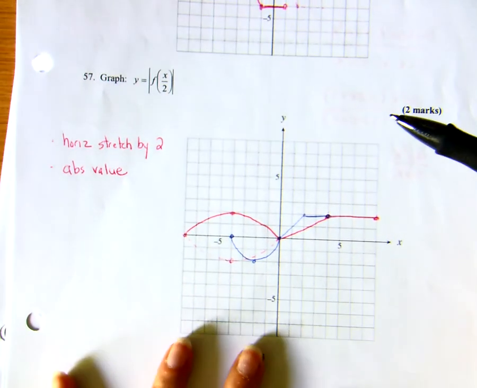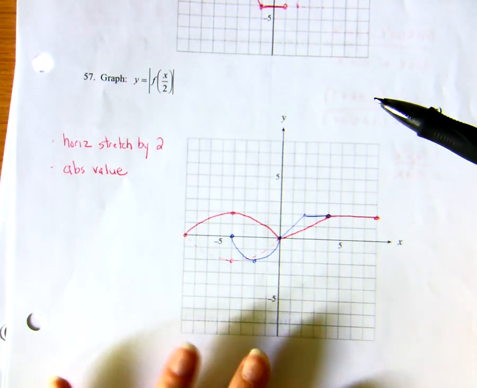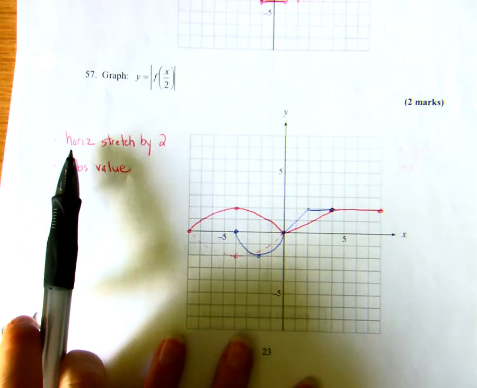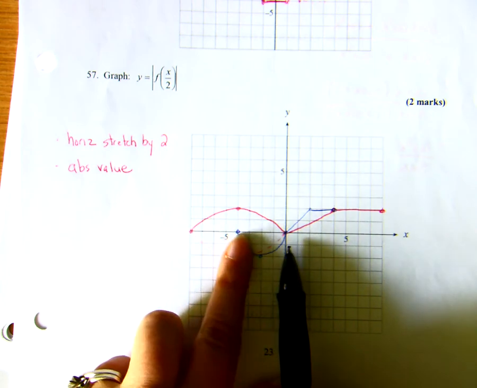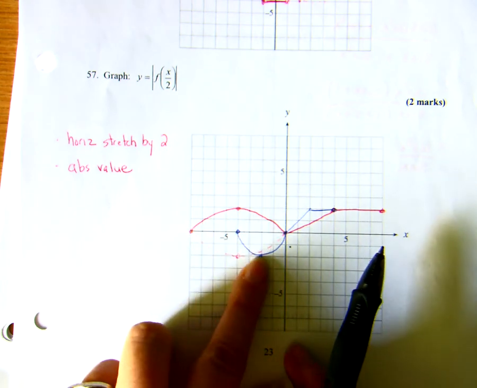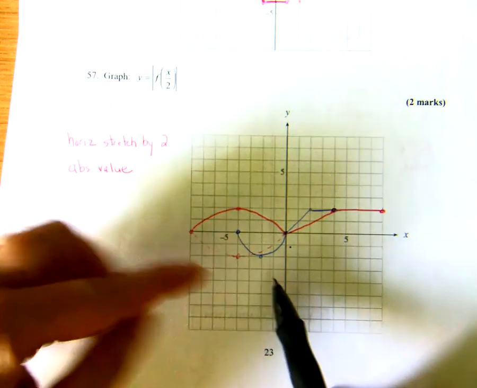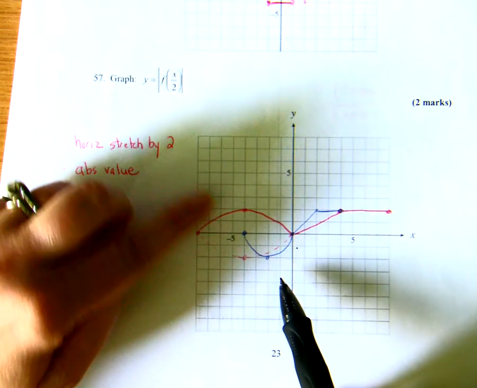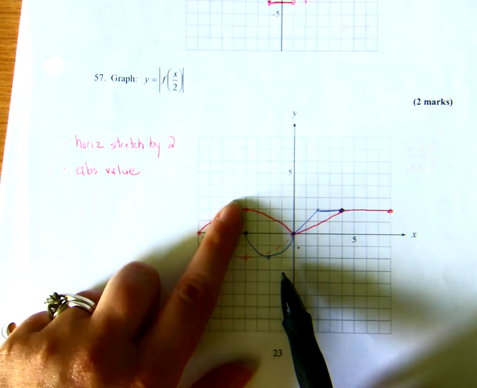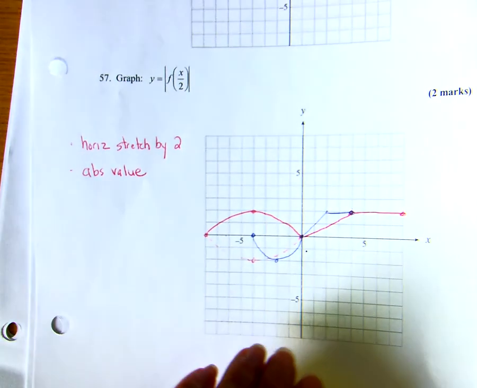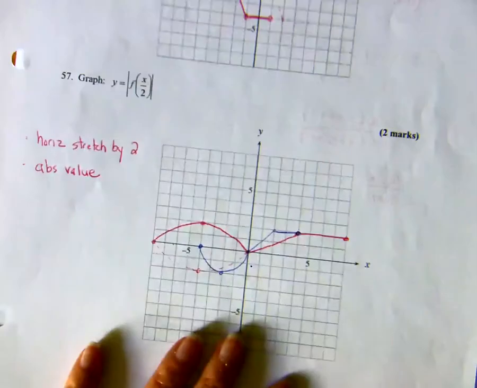57 has an absolute value in it. I'm not going to put an absolute value on your test, but horizontal stretch by 2, so all of my x values got doubled. -4 went to -8, -2 to -4, and then the absolute value just meant that the negatives popped up and became positives. The positives didn't move, but the negatives became positives. And that was it.